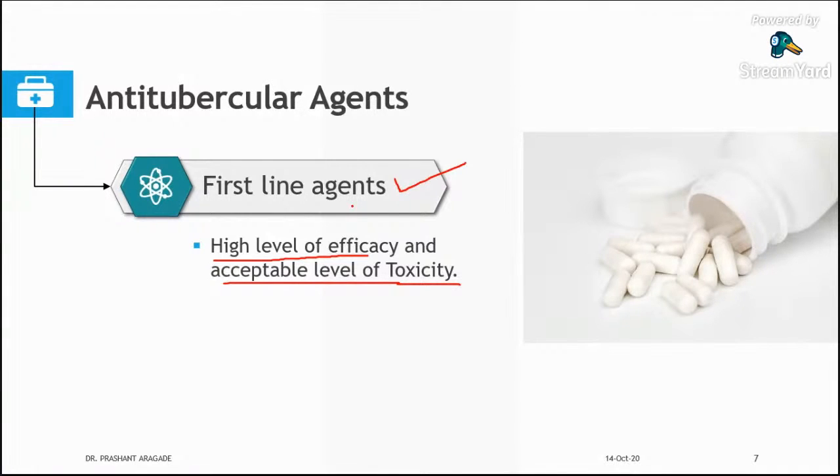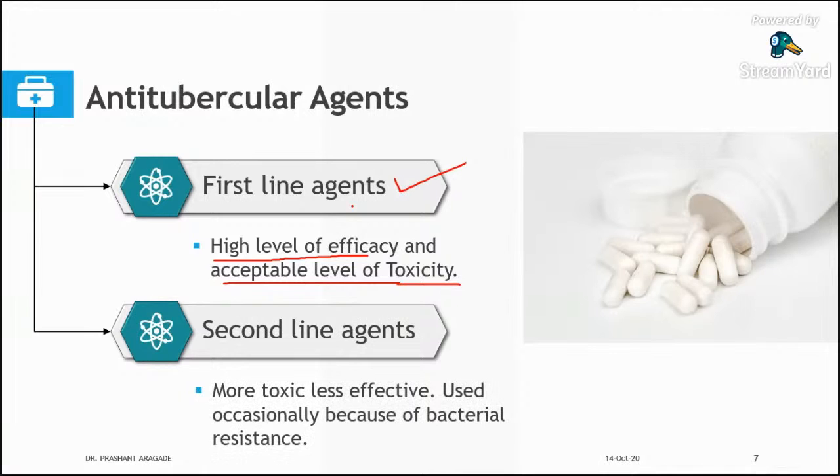And on the other hand, the second line agents are more toxic and less effective. First line agent is more effective and less toxic. But second line agent is what? More toxic than the first line agent and less effective than the first line agent. That's why it is called a second line agent. Because of its toxicity, these drugs are used only occasionally, but there is a need to use these drugs.